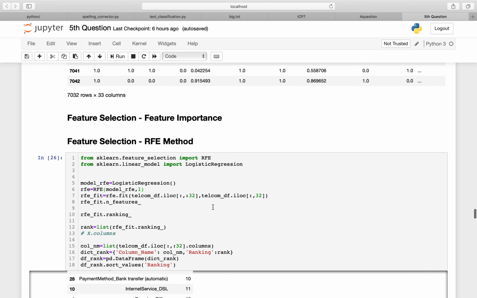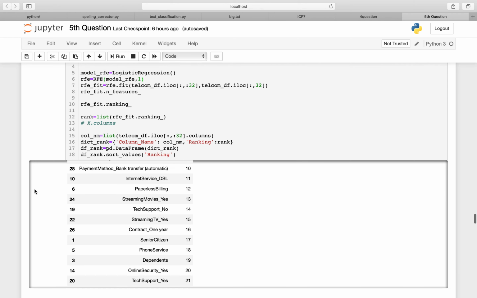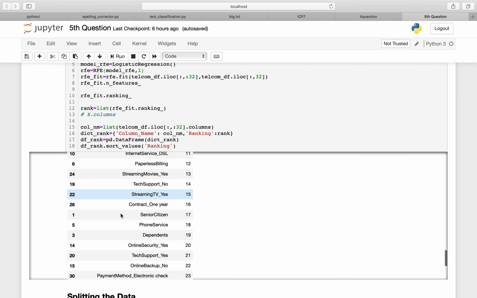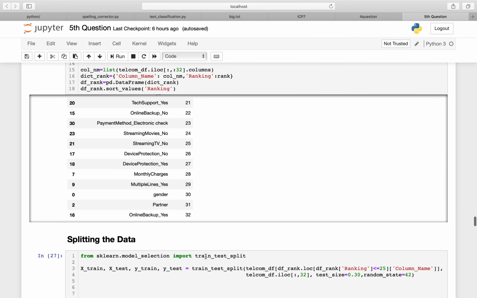So here I have used the RFE method. So what is the RFE method? It is the recursive feature elimination method, which is similar to backward selection. It identifies which columns are most important by eliminating them one by one, making a choice of 3, 2, 1. By this we'll know the most effective factors. So from this I have taken the top 25 columns.